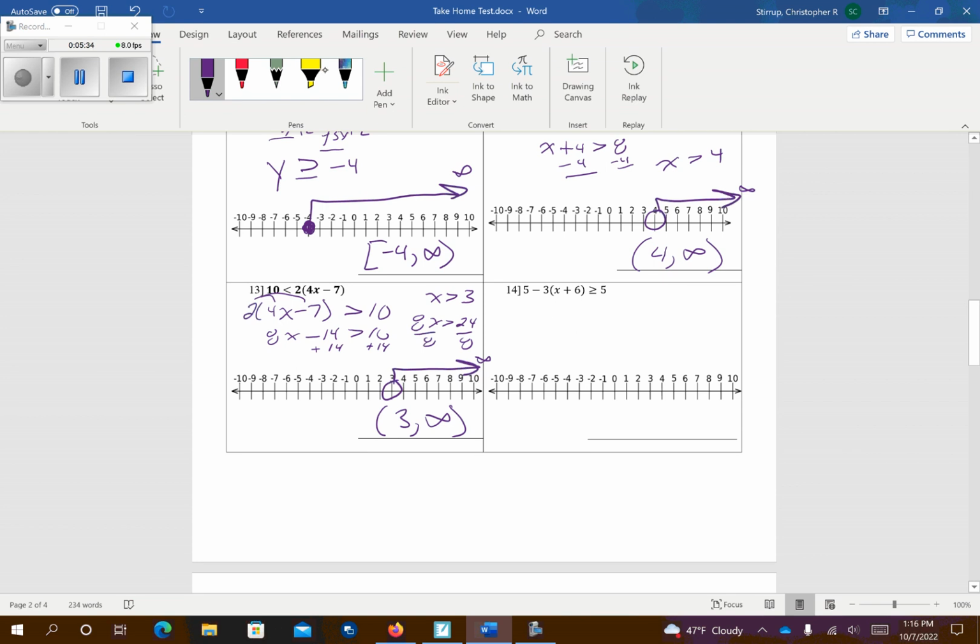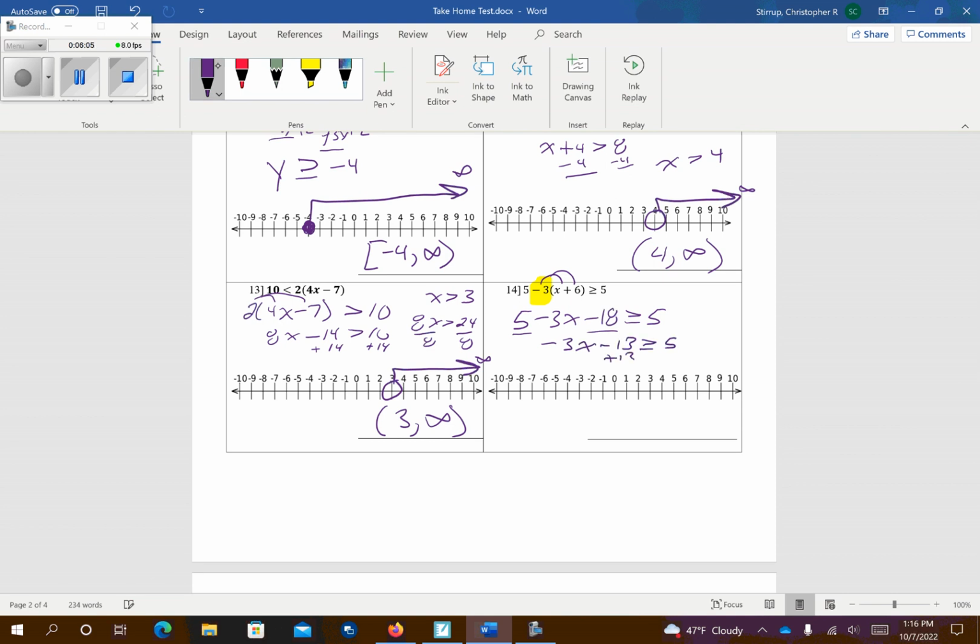Problem number 14. So I'm going to highlight that for a minute. So what I'm going to do is I have to distribute that negative 3 over the parentheses. Do not go 5 minus 3. If you go 5 minus 3, you did it wrong. So negative 3 times x is negative 3x. Negative 3 times 6 is negative 18. It's greater than or equal to 5. These are like terms, so 5 subtract 18 is going to give me negative 13.